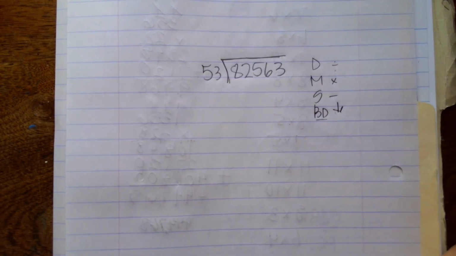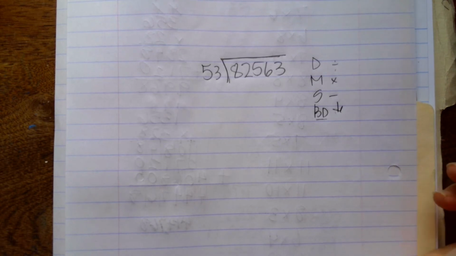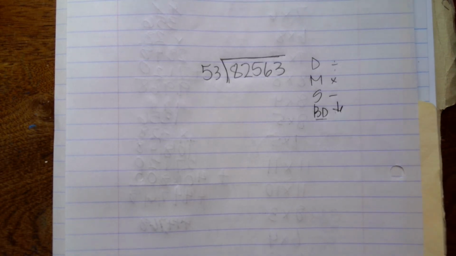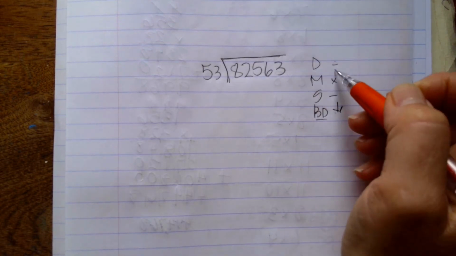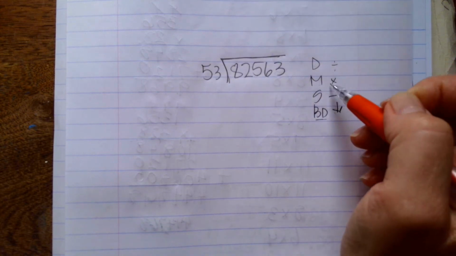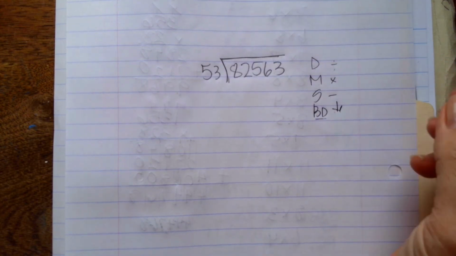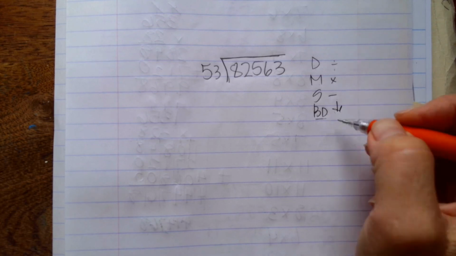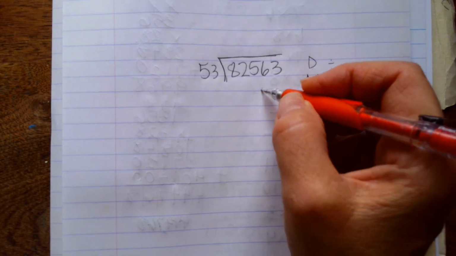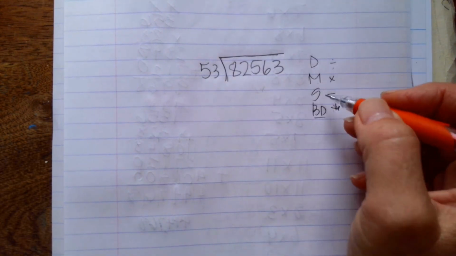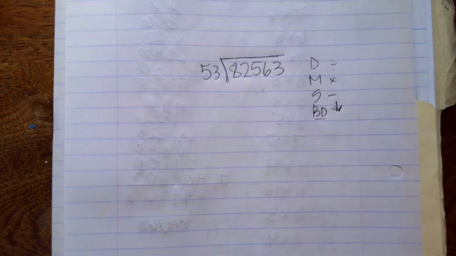Oh. Remember that? We did it last year. So the division is D, daddy. Mommy is multiplication. Subtraction is sister. And then brother, dog is bring that number down. And then we go back up, division, multiplication, until we run out of numbers.